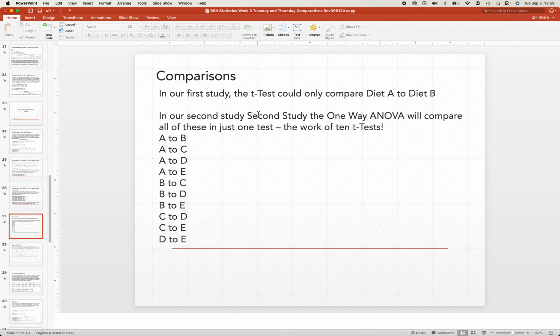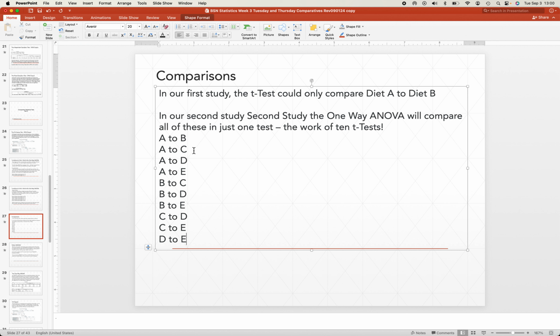But in our last example of a study where we had 5 different diets, all being compared at the same time, this is what our one-way ANOVA was doing. Each of these letters represents a different diet. So it's comparing the A to the B, the A to the C, the A to the D, A to the E, B to the C, B to the D, B to the E, C to D, C to E, and D to E. I count 10 different comparisons, all in one test, all at the same time.